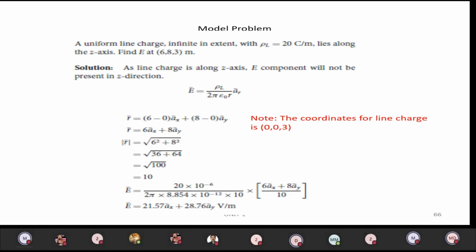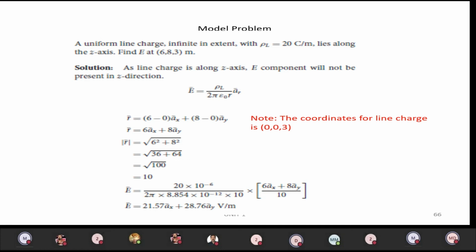And since it is given as a point, we have to find the unit vector AR also. So E equal to rho L divided by 2 pi epsilon naught r, into AR vector. That AR vector is nothing but r vector divided by modulus of r vector.